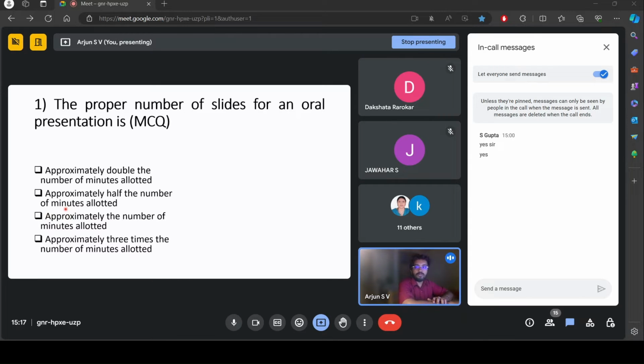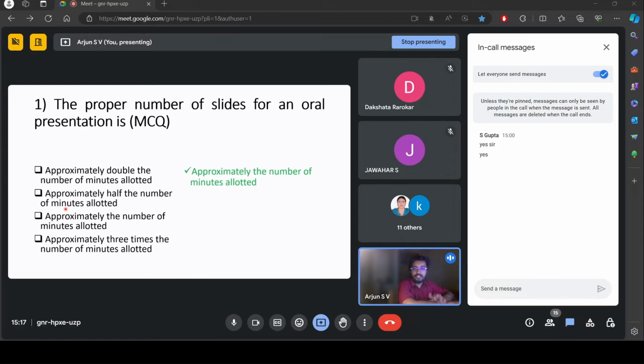So question number one, the proper number of slides for an oral presentation is. This is a multiple choice question, so only one answer is valid. Approximately double the number of minutes allotted, approximately half the number of minutes allotted, approximately the number of minutes allotted, approximately three times the number of minutes allotted. So the correct answer will be approximately the number of minutes allotted.